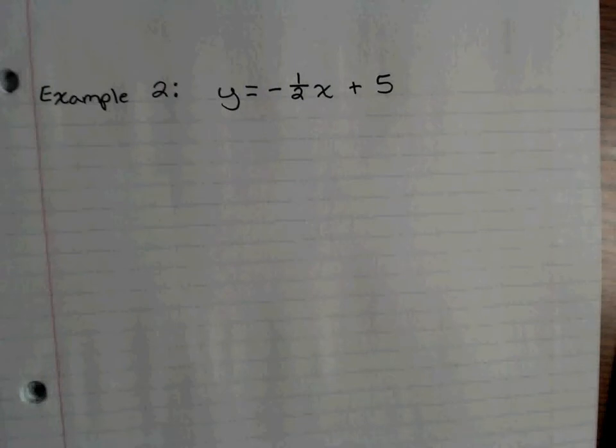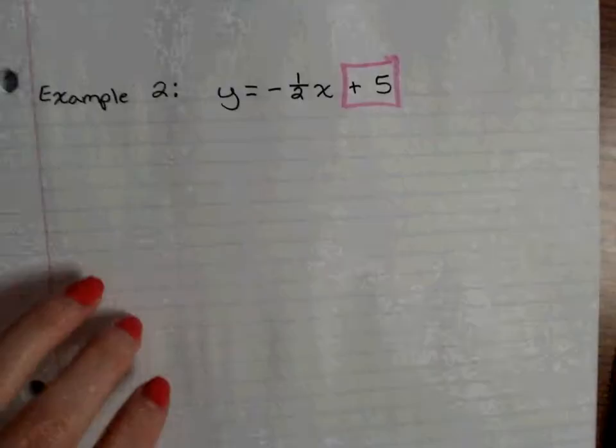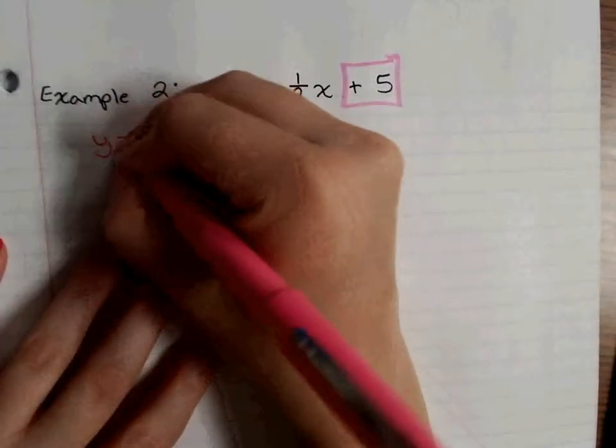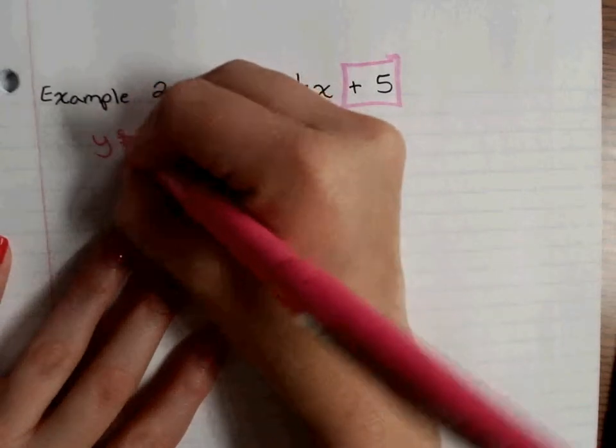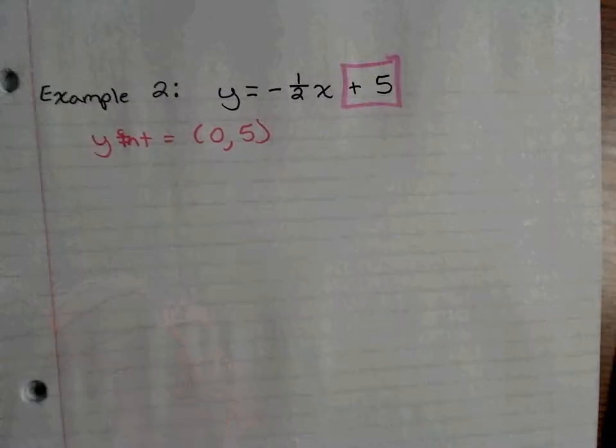All right, who can raise their hand and tell me what is the y-intercept? Josh? Got to state it as a point. 0, 5. The y-intercept is going to be 0, 5. So here's our y-intercept. That's at 0, 5. Okay, now let's solve for the x-intercept.